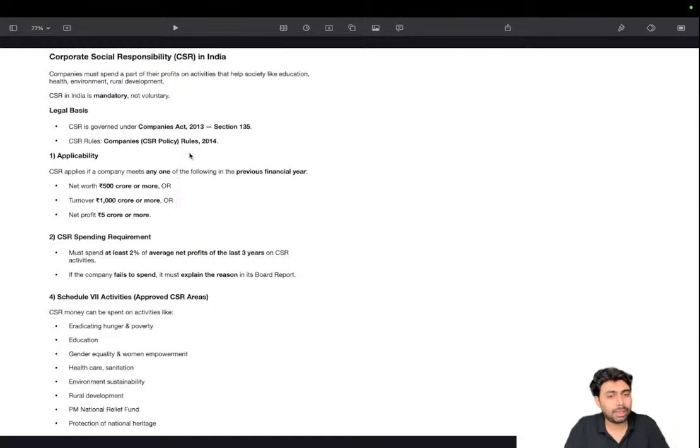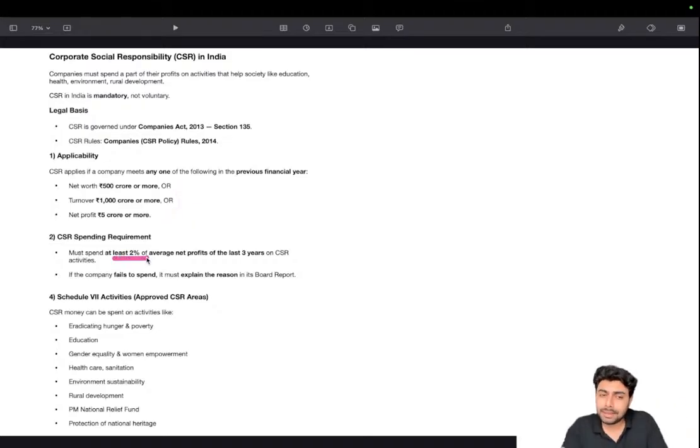That's the important thing. They should have a net worth of 500 crore, or a turnover of 1000 crore, or a net profit of 5 crore or more in any one of the previous financial years. Again important, any one of the previous financial years. It's an or condition. Remember that it's not and. They don't need to satisfy all 3 of these. They just have to satisfy any one of these. And this is the criteria.